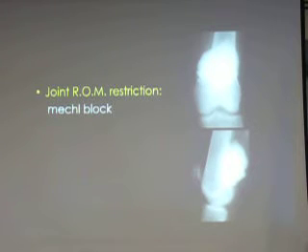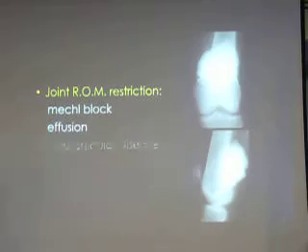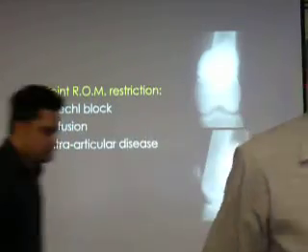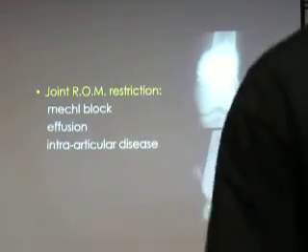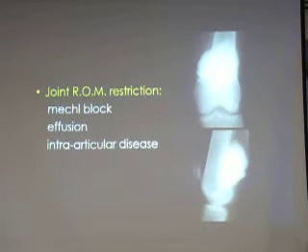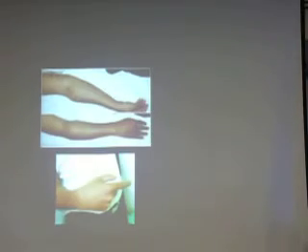So the typical complaint would be a range of movement restriction in the terminal area, mostly because of a mechanical block. The joint movement may be restricted because of sympathetic effusion in the adjoining joint, or it could be simple plain intra-articular extension of the disease inside the joint. So these are the different reasons a patient may have joint movement restriction.